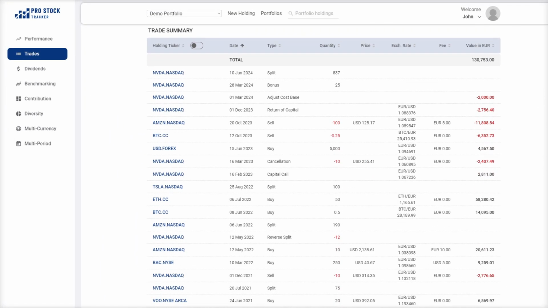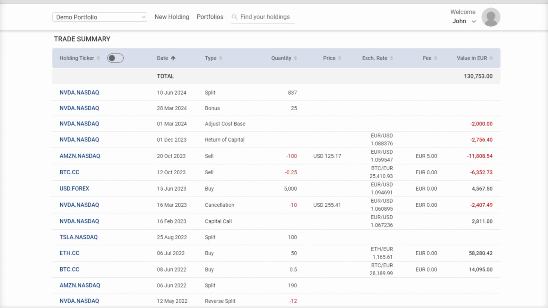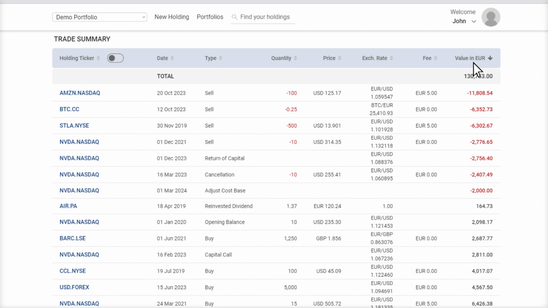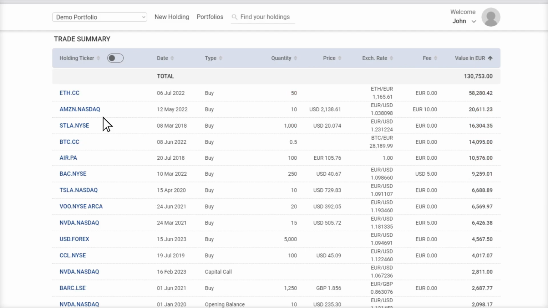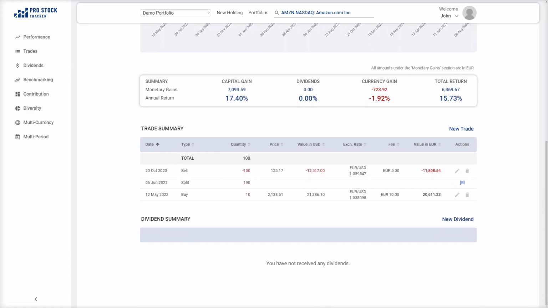Below the chart, you'll find the trade table showing each transaction's details. You can see the holding ticker and name, date, type of transaction, quantity, price, exchange rate, fee, and total value in your portfolio's currency. You can sort the table by clicking on any column header. Additionally, clicking on a holding will take you to that holding's individual page for a more in-depth look.